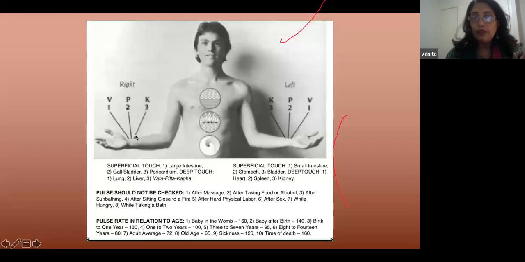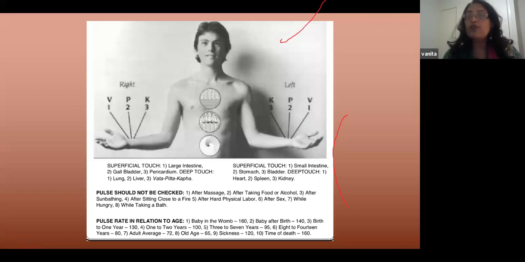I'm not going to go so much into detail about which organs and everything. Pulse should not be checked after massage, taking food or alcohol. It's best to do the pulse analysis fasting, first thing in the morning, on an empty stomach, to get the right diagnosis. It doesn't mean that you can't see the pulse later in the day, but you can't diagnose and analyze in a correct manner.